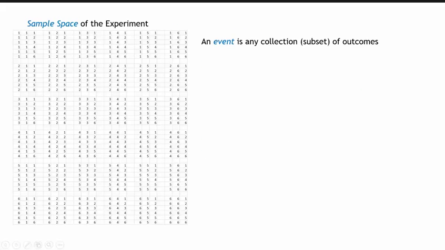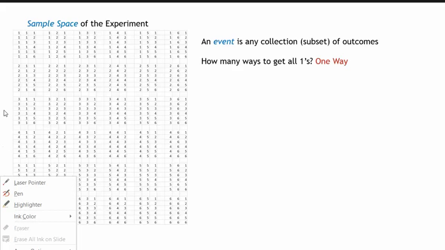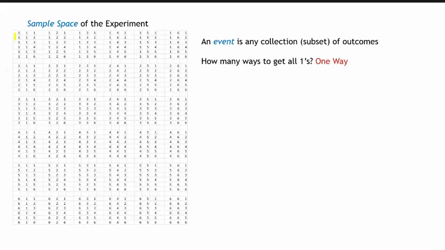Okay, an event is any collection or subset of the outcomes. And we're often interested in the probability of a particular event related to some outcomes. So, for example, in this question, they want to know how many ways can you get all ones? Well, if you look at the grid, you'll see that there's only one way to get all ones: the 1, the 1, and the 1. There's only one way out of 216 possible outcomes to get all ones.